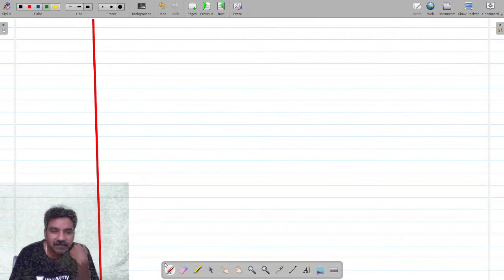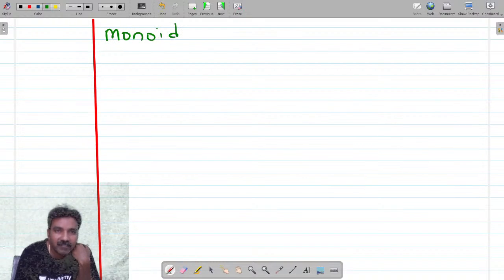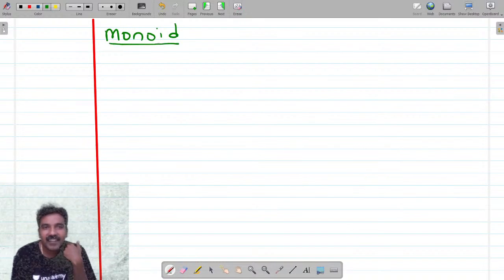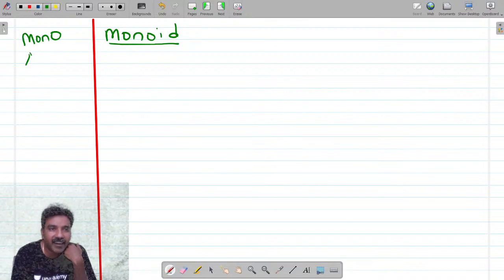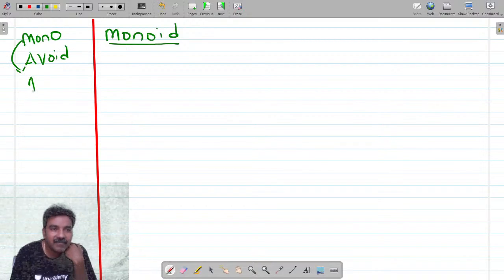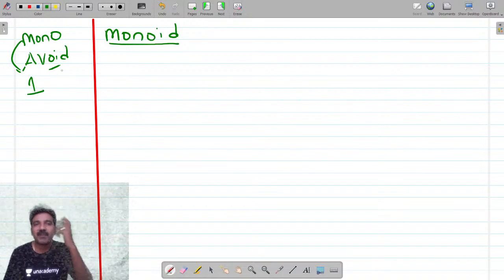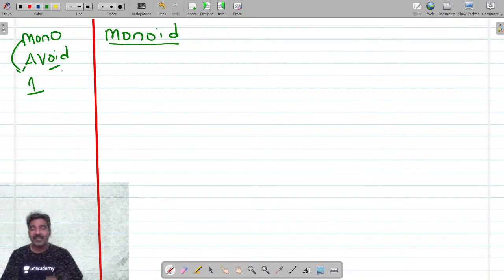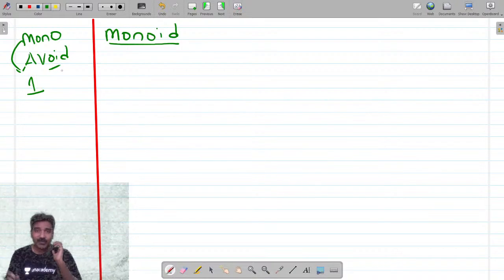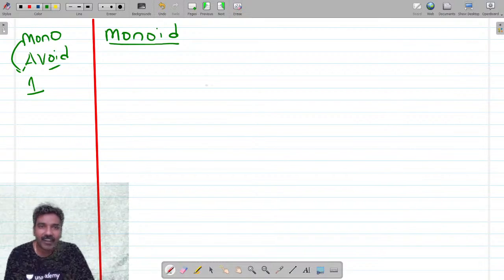One more definition. After this, I will discuss examples. Monoid. This is a combination of 2 words, mono, avoid. Mono అంటే 1 అండి, అవాయిడ్ అంటే ఒక ప్రాపర్టీ మీరు అవాయిడ్ చేయొచ్చు ఆ 4 ప్రాపర్టీస్ లో. Closure, associative, identity, inverse. Among those 4 properties, you can avoid one. Which has to be avoided? Last one. So first 3 work out avali.